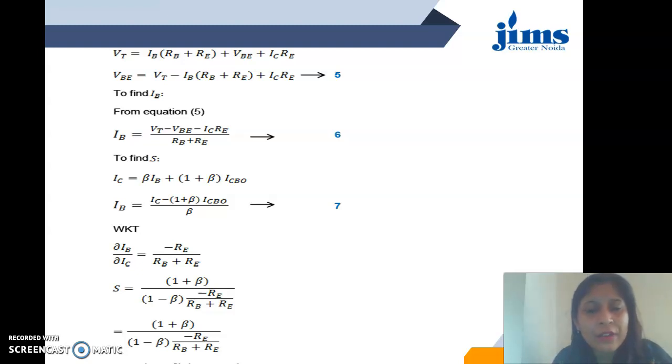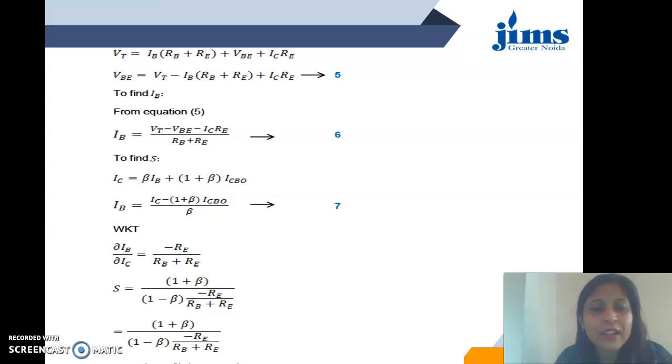Since we have derived the value of IB, we have a relation of IC, that IC equals beta IB plus (1 plus beta) ICBO. So if we have the value of IC and IB, simply we can find IB in terms of IC, which is IB equals (IC minus (1 plus beta) ICBO) upon beta. Now we will differentiate this equation 7 with respect to IC, and if we differentiate it, we get del IB upon del IC equals minus RE upon RB plus RE.